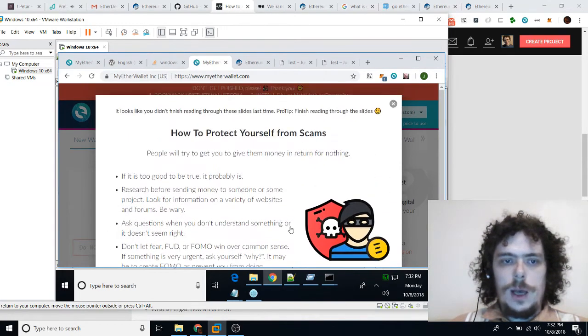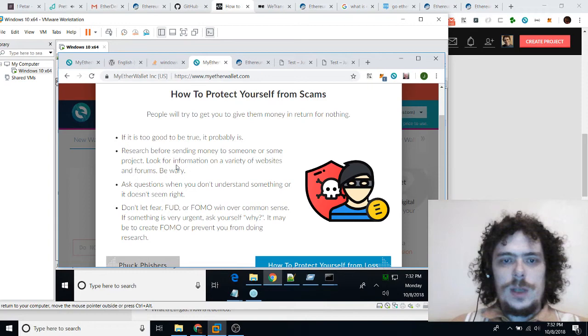How to protect yourself from scams. If it is too good to be true, it probably is. There's a good motto for anybody thinking about doing anything. Research before sending money to someone else or some project. Look for information on a variety of websites and forums, and be wary. Ask questions when you don't understand something or it doesn't seem right.